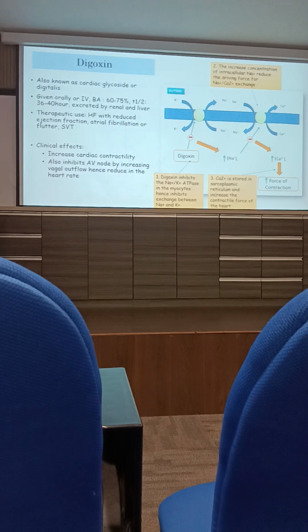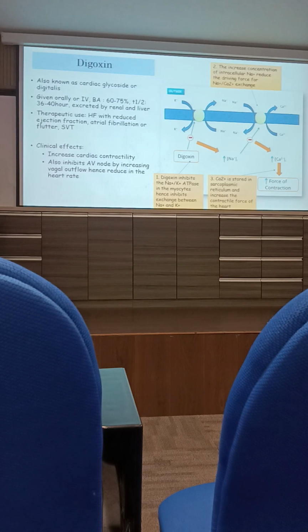Okay, so the next drug is called the cardiac glycoside, or digitalis, and the example of the drug is digoxin. Digoxin can be given orally or IV. It has a bioavailability of up to 75%. The half-life is about 40 hours, and it is excreted by the renal system and liver. So it is used in heart failure with reduced ejection fraction again.